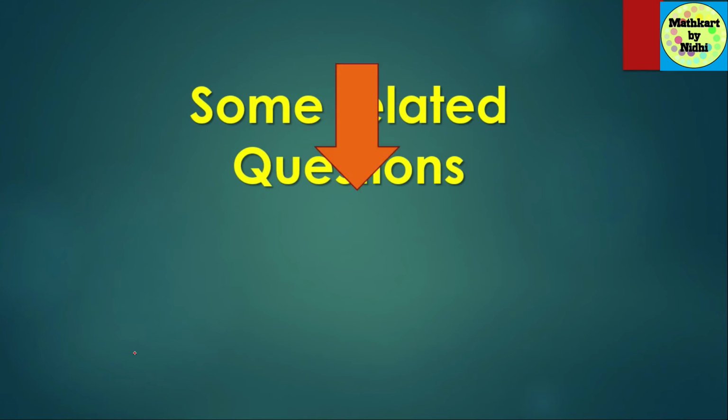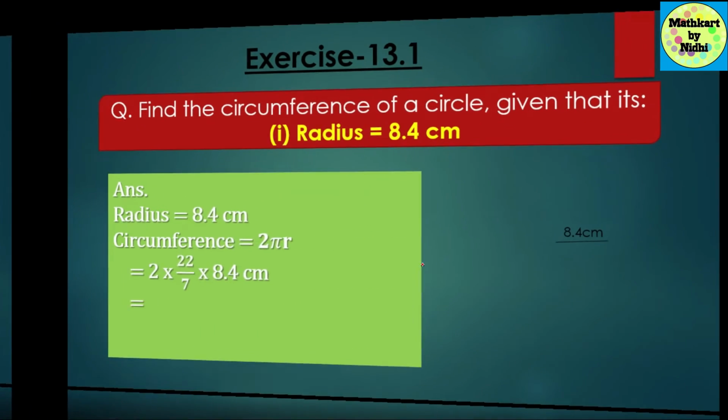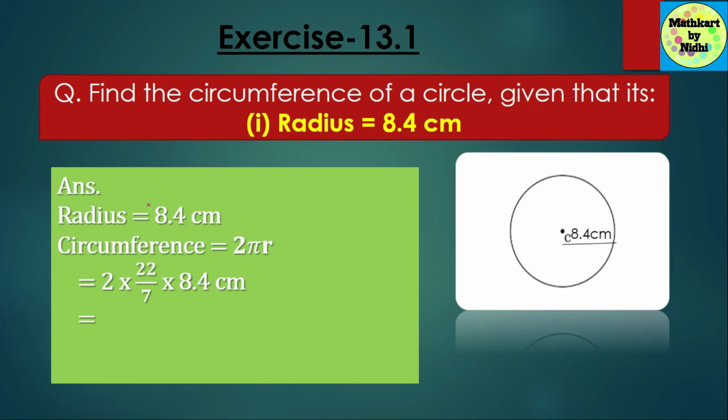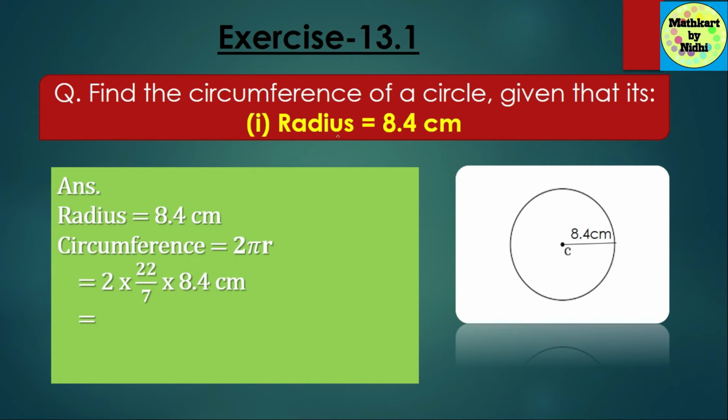Now let us see some related questions of this topic. Question number 1 says: find the circumference of a circle given that its radius is 8.4 centimeter. Okay, this is a circle with a radius 8.4 centimeter, and we need to find out the circumference of the circle. So first of all, we will write down all the information given in the question, that is radius, the length of the radius is 8.4 centimeter. The formula of circumference is 2 pi r when the radius has been given. So put the values.